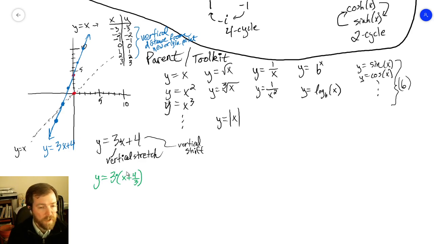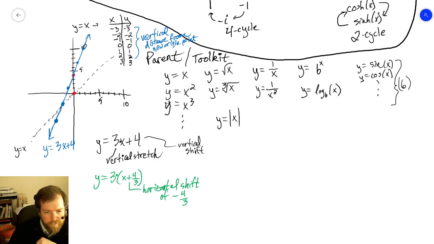We could do this still as a vertical stretch factor of 3, but now inside, because it's affecting the x first, this is a horizontal shift of negative 4/3. So our horizontal shift, the origin point on 0, 0, now shifts left 4/3 and marks out this point. This is negative 4/3, 0.